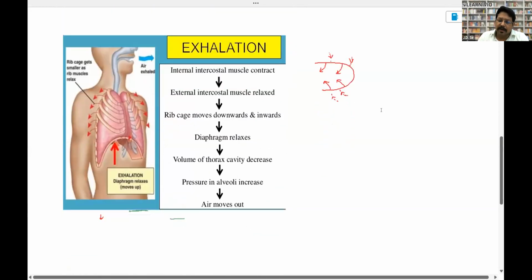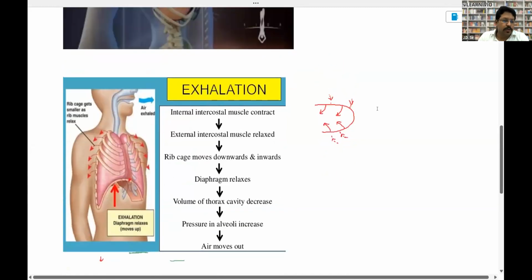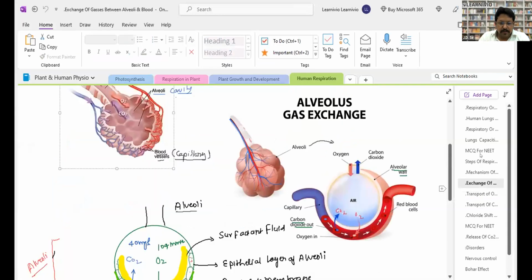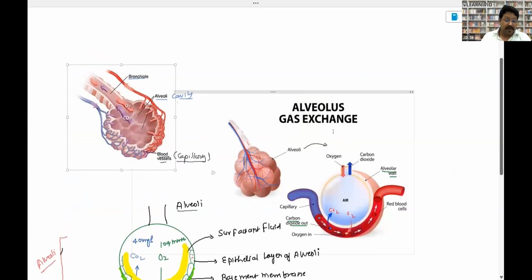By the way, I don't think that you will get a question from this concept, but it is required. You may get a question. We cannot deny that. But normally the questions are not asked from this part, right? But you may get a question on the exchange of gases. How the exchange of gases takes place.